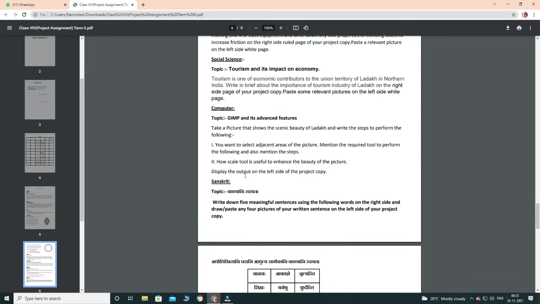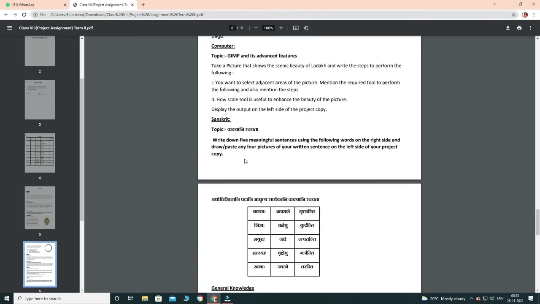Now the subject is Sanskrit. This topic is Vakyani Rachna. Write down 5 meaningful sentences using the following words. With the help of these words, you have to write 5 meaningful sentences on the right side of your project copy, and draw or paste any 4 pictures of your written sentence. So whatever sentence that you have written, based on that sentence you have to draw or affix picture on the left side of your project copy.